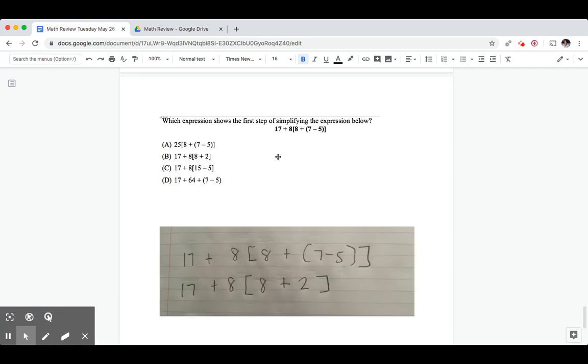The secret code for today's math review quiz is SPELL, S-P-E-L-L. The last problem asks us which was the first step of simplifying this expression.